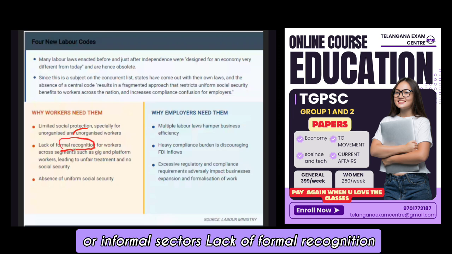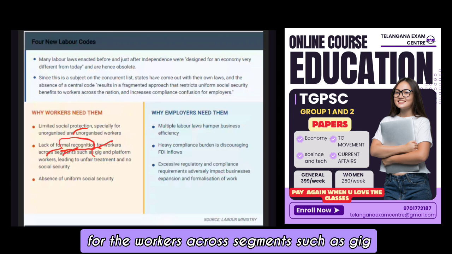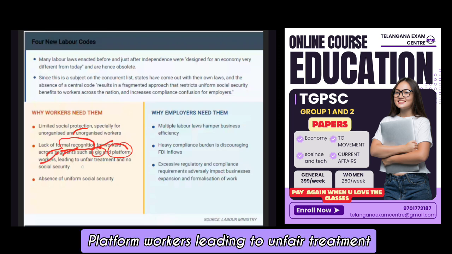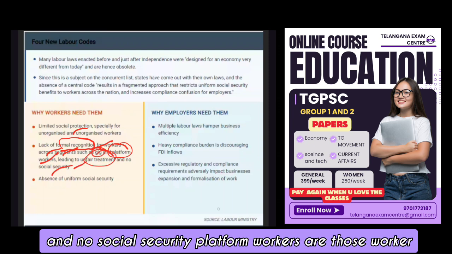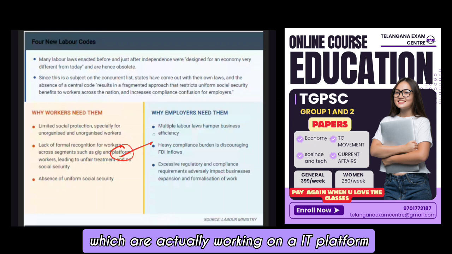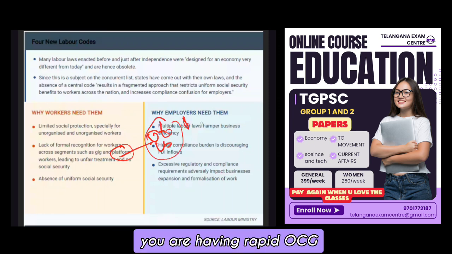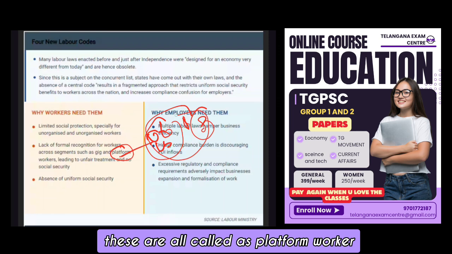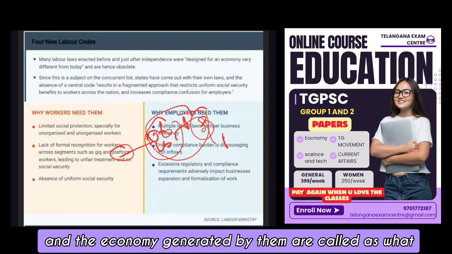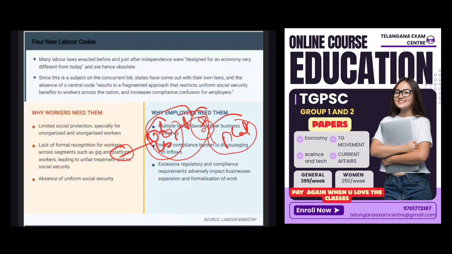Lack of formal recognition for the workers across segments such as gig and platform workers, leading to unfair treatment and no social security. Platform workers are those workers who are working on an IT platform like Ola, like Uber, Rapido, Swiggy. These are all called platform workers, and the economy generated by them is called what? Platform economy. Remember this point.